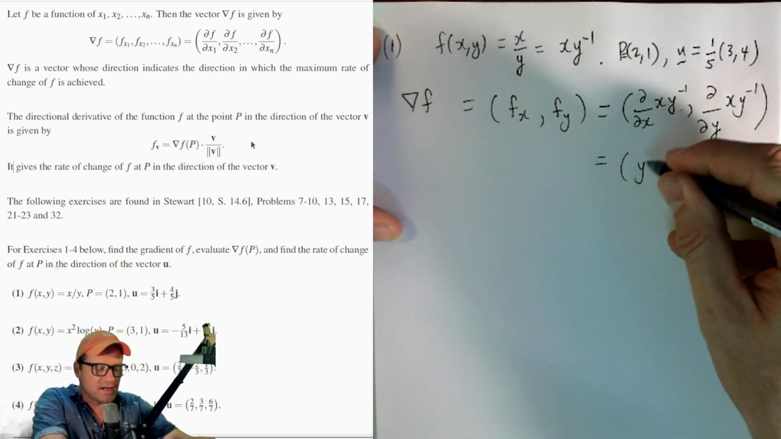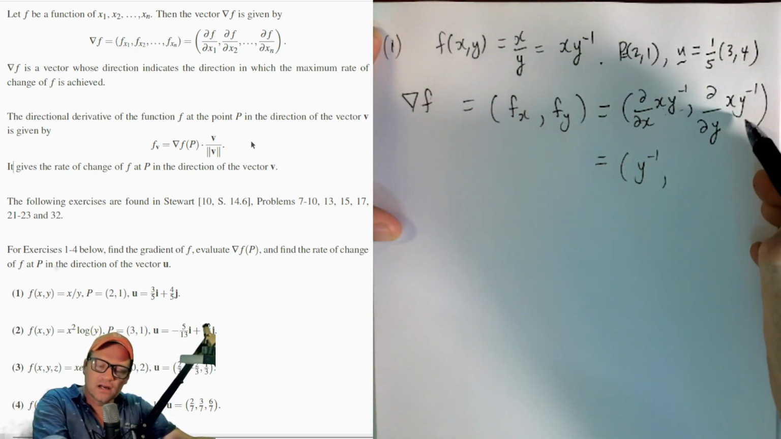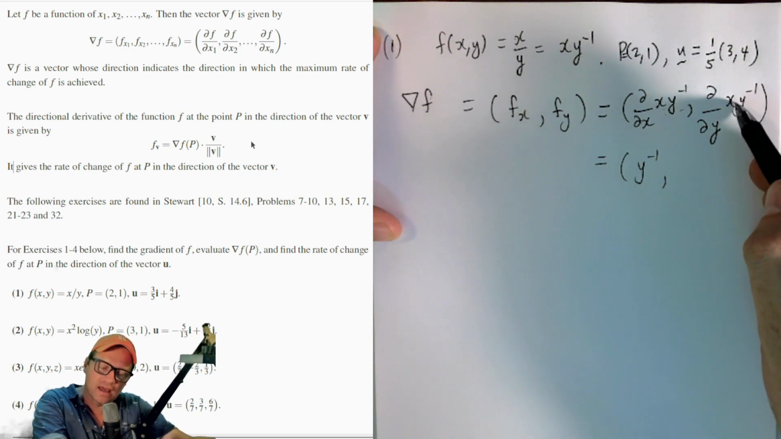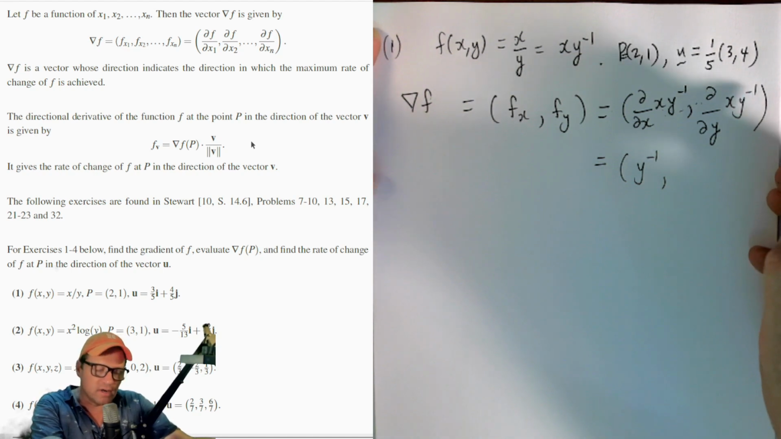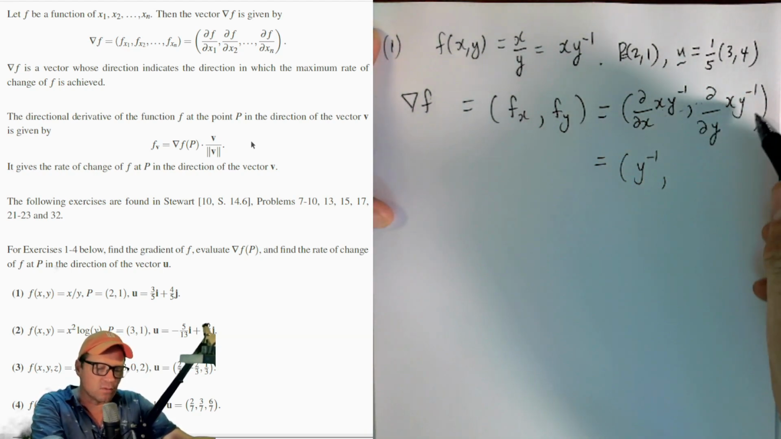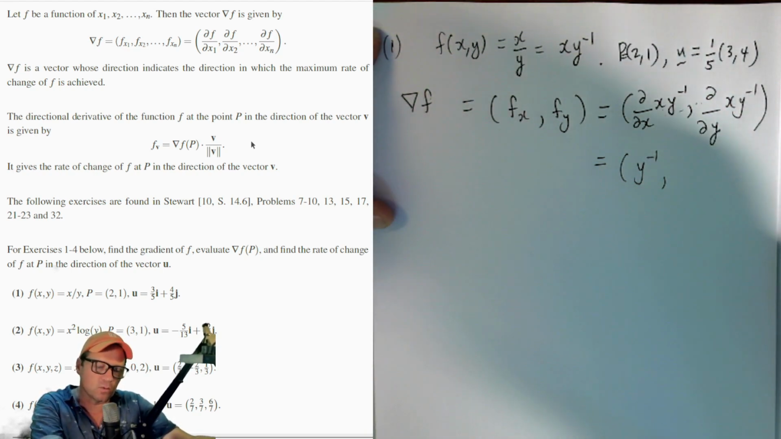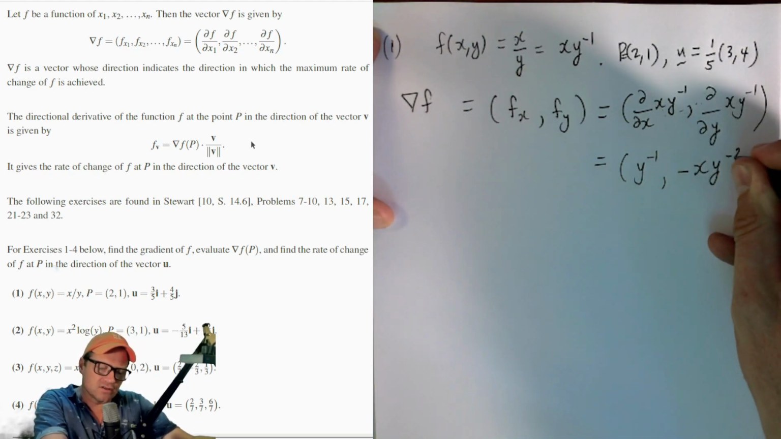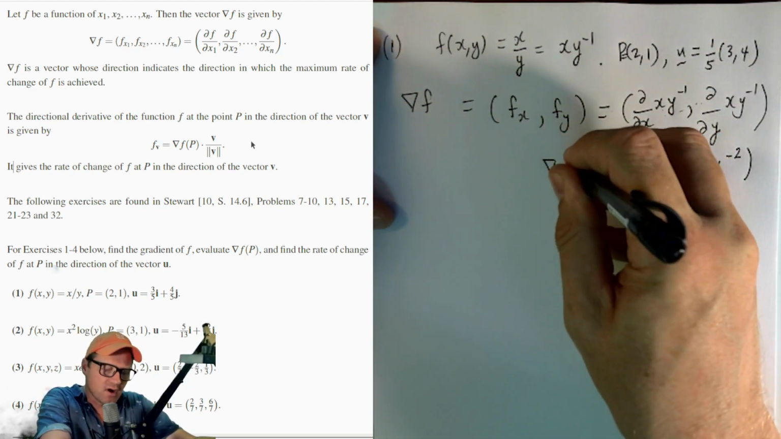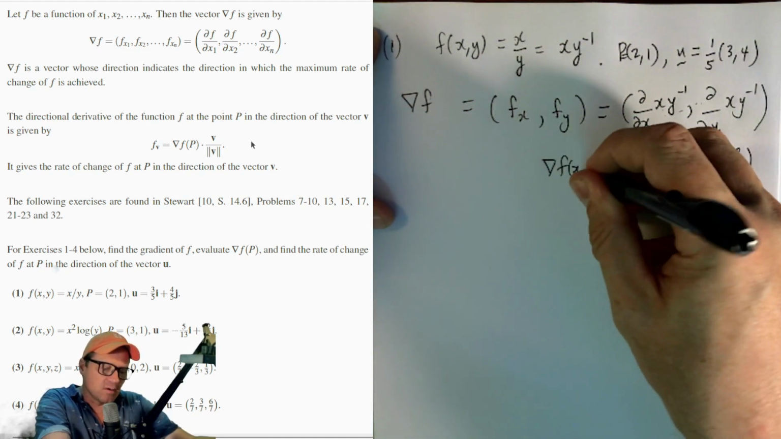So we have y to the minus 1, and then over here we are differentiating this with respect to y, and so the x can float through the operator. And so we're differentiating y to the minus 1 with respect to y. So we pull down the minus 1 and subtract 1 from that exponent. So we have minus x y to the minus 2. Okay, so this is our gradient vector at (x, y).